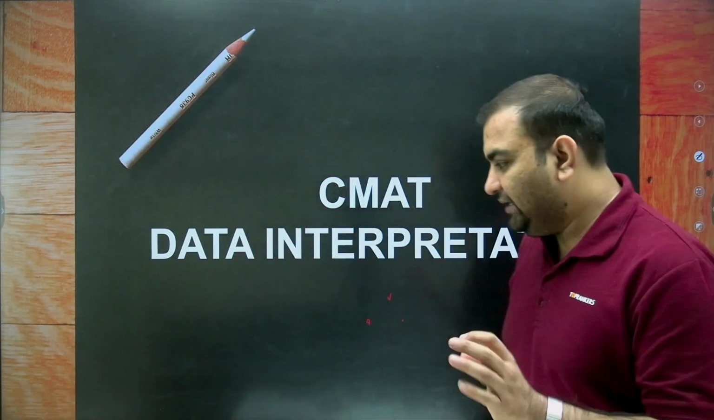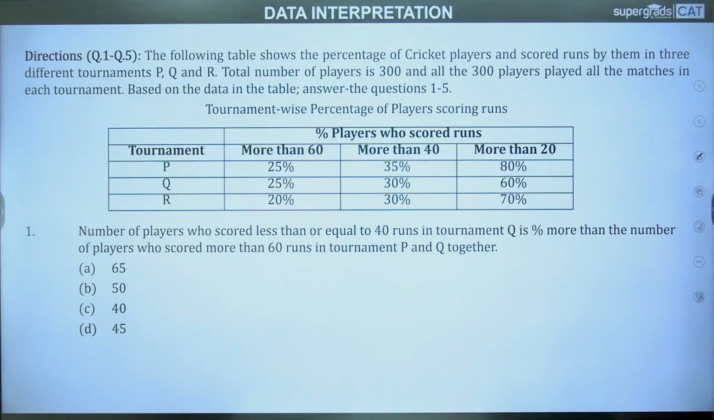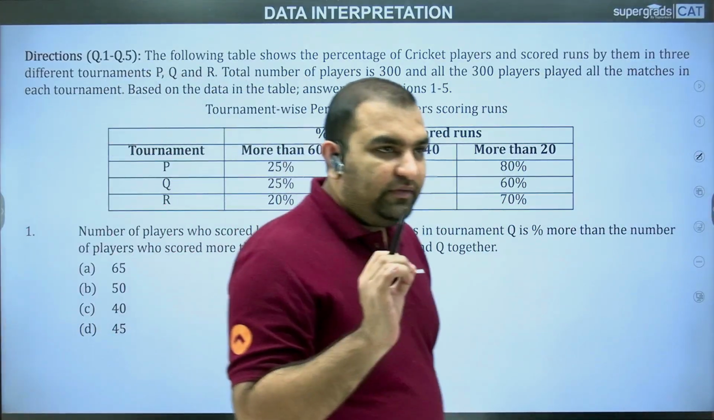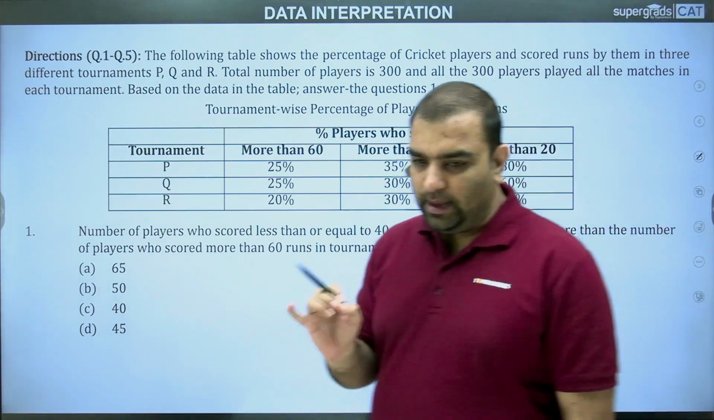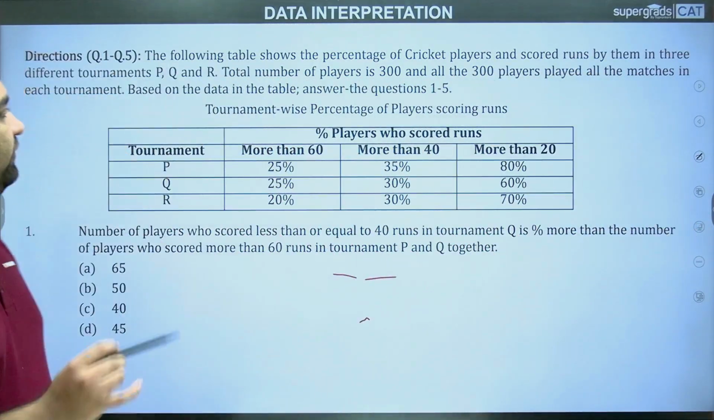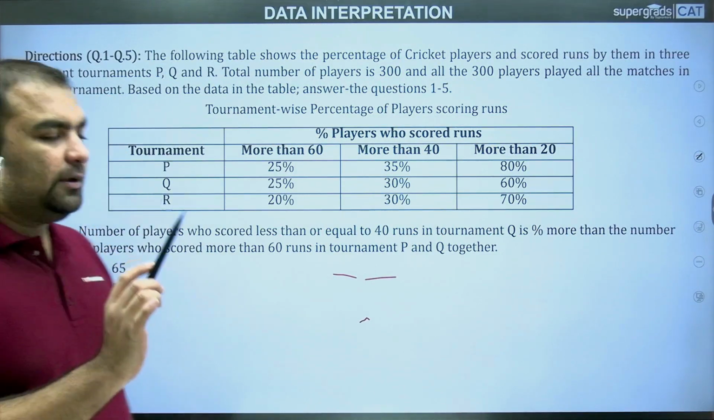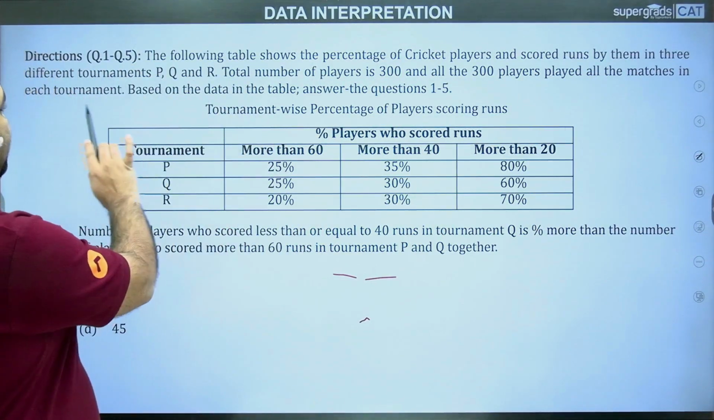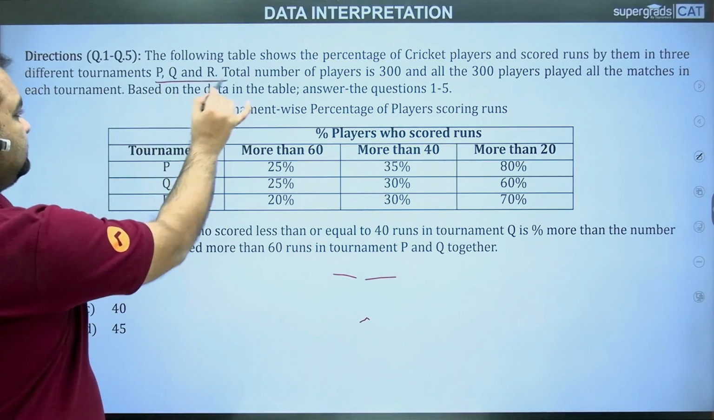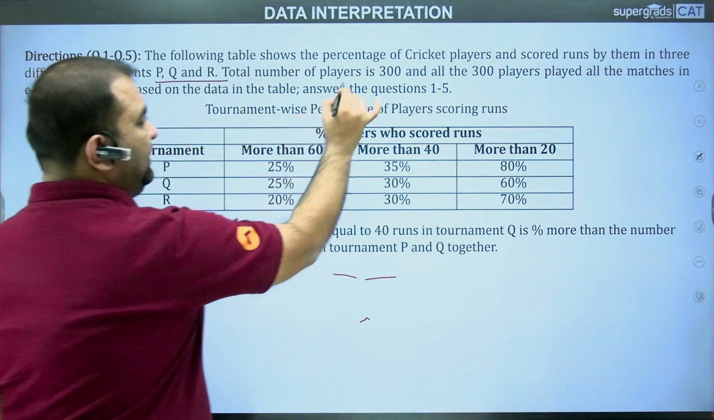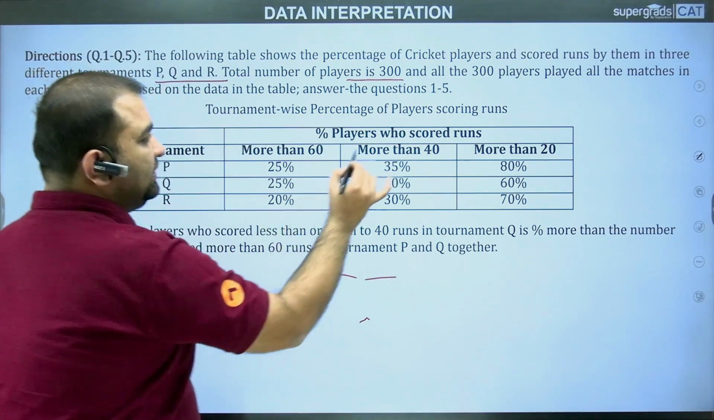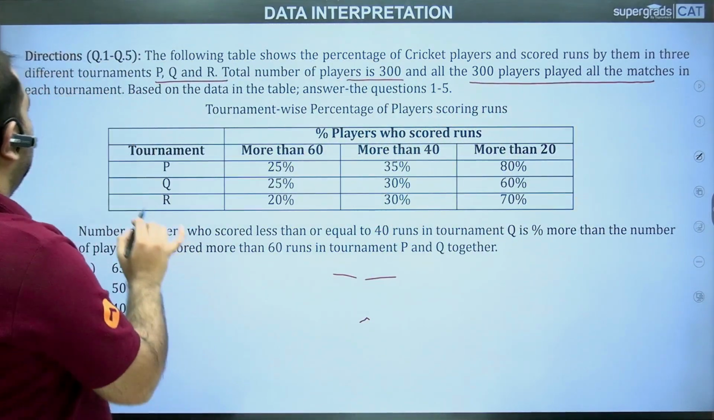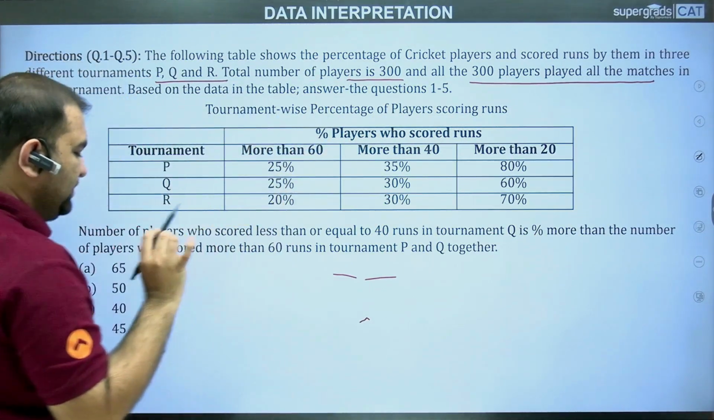Okay, so let's see. Here it is, the first question in the tabular form. The following tables represent the percentage of cricket players and the runs scored by them in three different tournaments P, Q, R. Total number of players is 300. All the 300 players played all the matches. Based on this, answer the following questions 1 to 5.